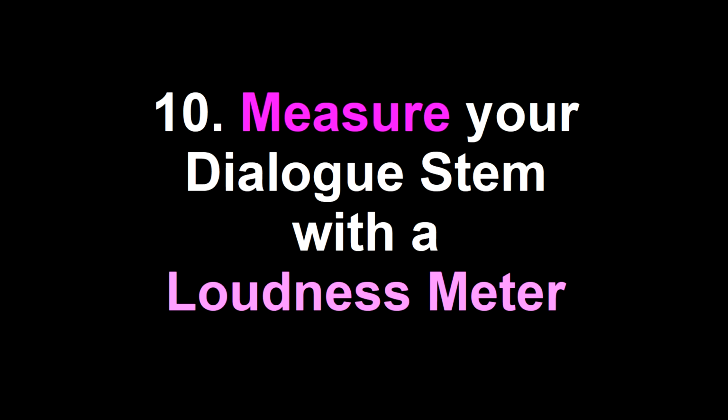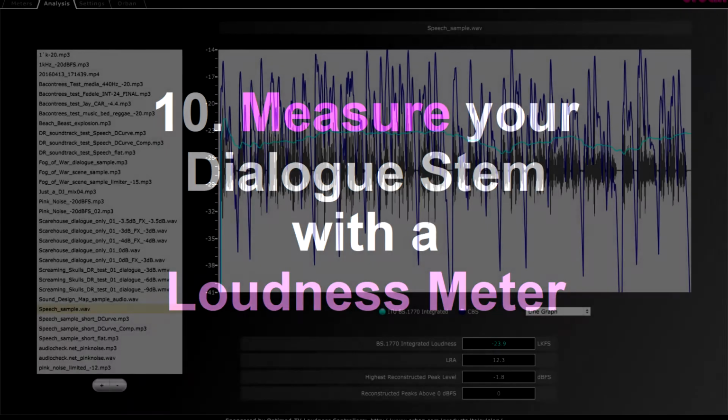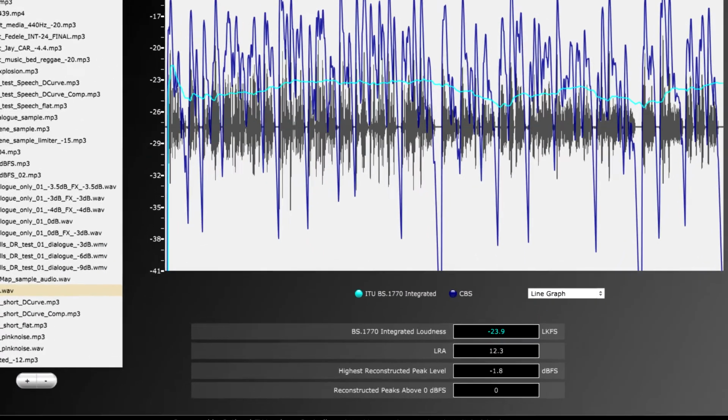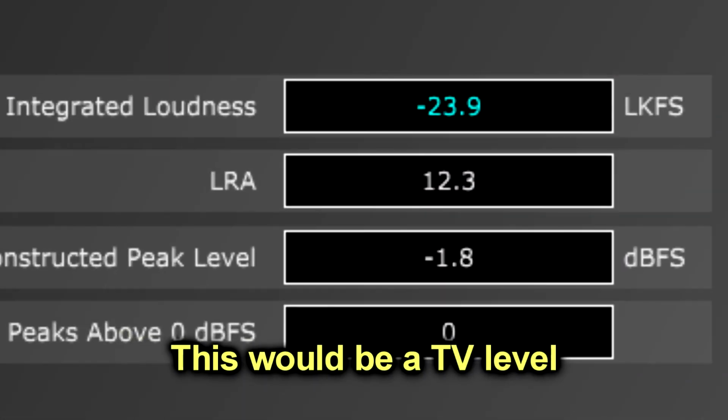Number 10, measure your dialogue stem with a loudness meter. I personally use the Orban loudness meter. I take my dialogue stem only, render it as the full project, open that up in Orban and get the reading. So I want to know how loud it is.